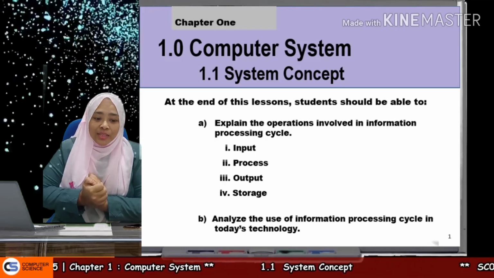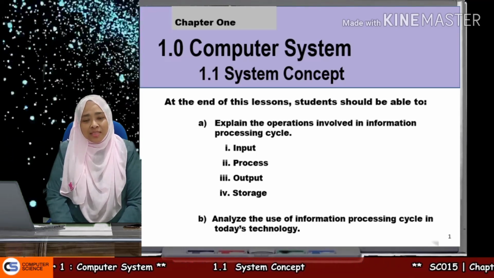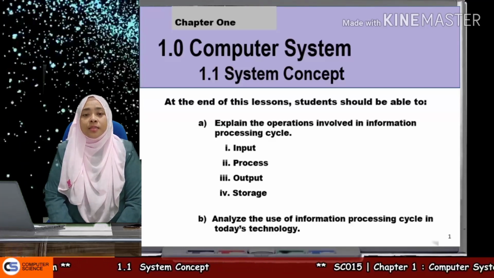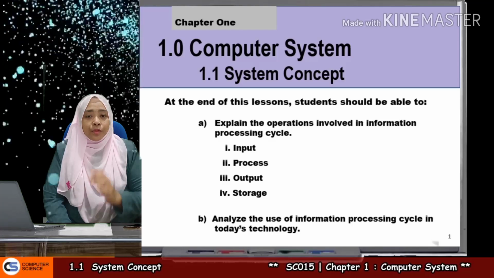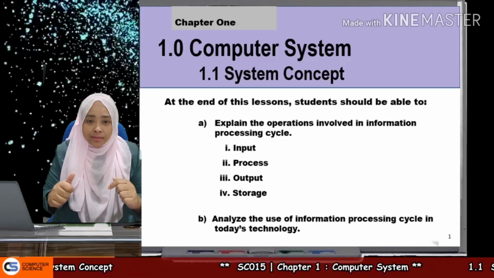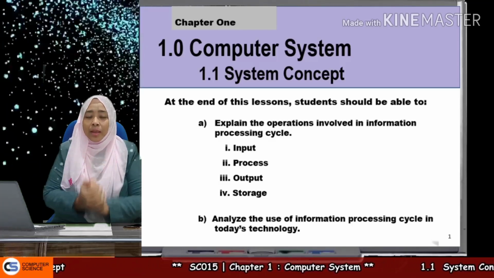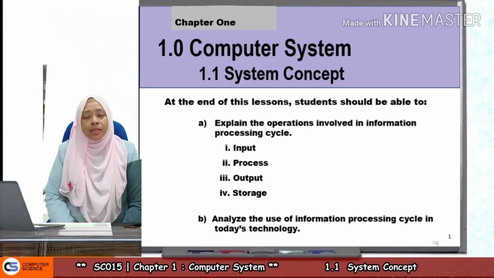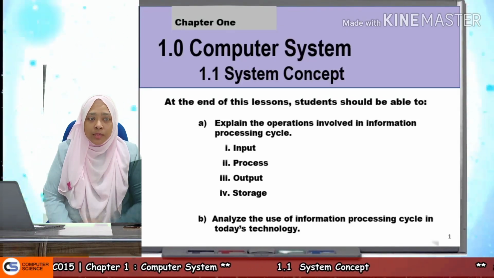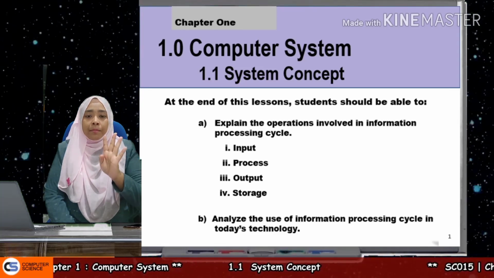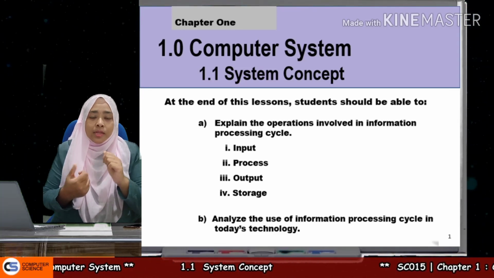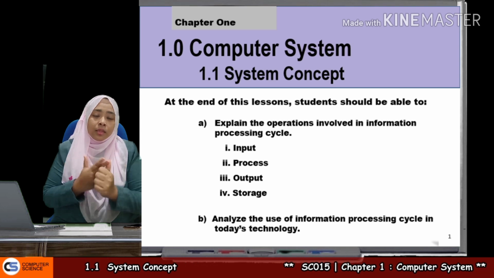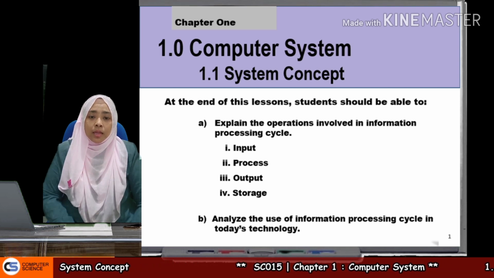Okay, so the title for chapter 1 is a computer system and our subtopic for today is 1.1 system concept. For this chapter, at the end of this lesson, all of you should be able to explain the operation involved in the information processing cycle. In this processing cycle we have 4 main processes. The first one is input, the second one is process, the third is output, and the last part is storage.